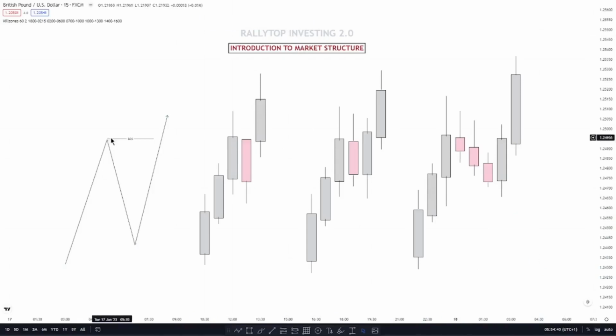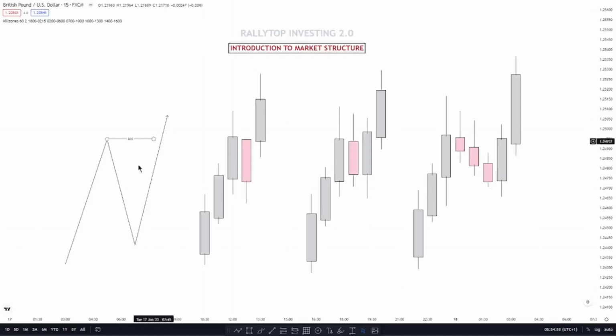Number one, the impulsive leg, look at it here. In the case of an uptrend, this impulsive leg must be longer than this corrective leg. That's the first rule. Number two, the second impulsive leg must lead to a break of structure. If it doesn't break structure, there is no trend in place. That means you need to sit on your hands.